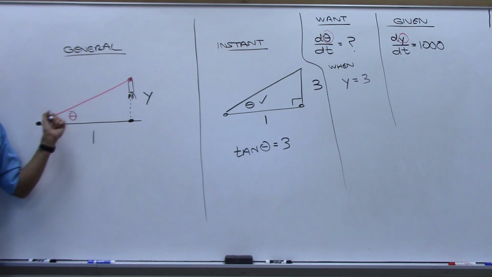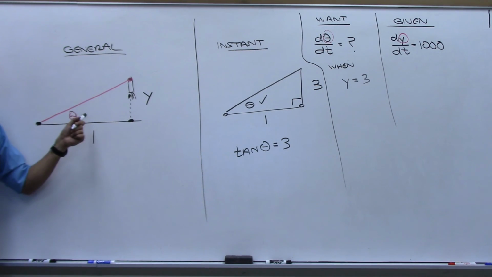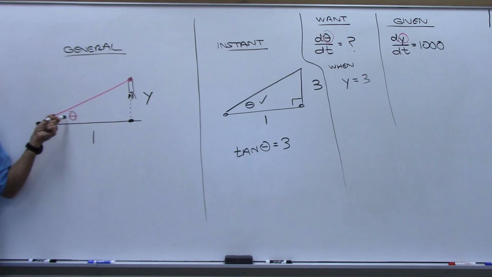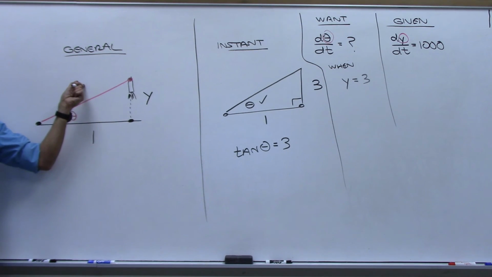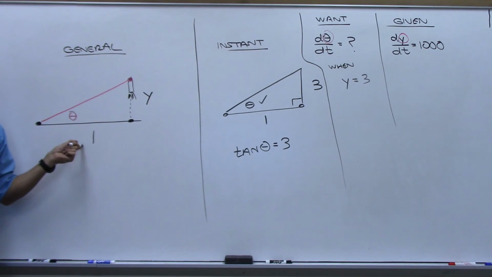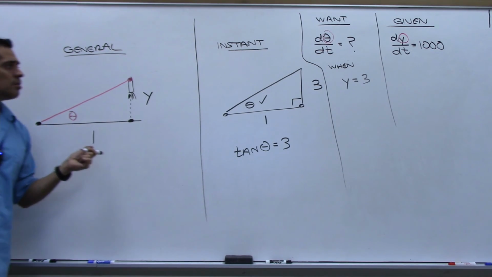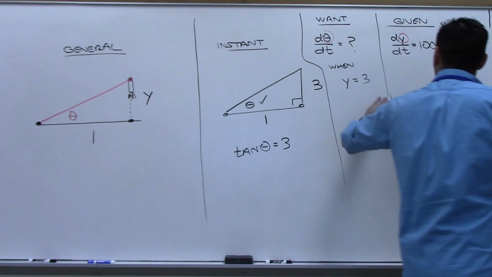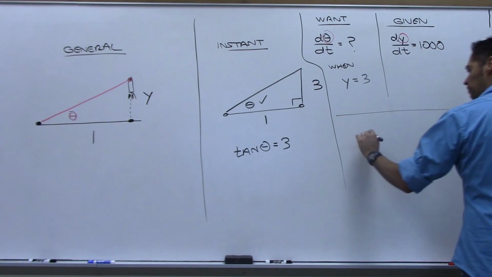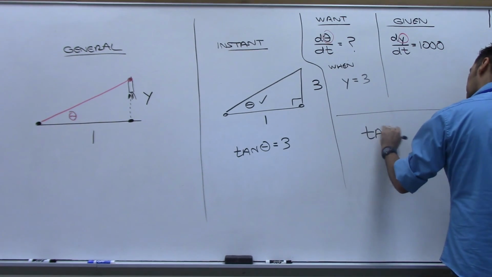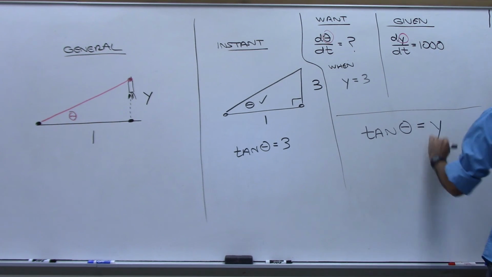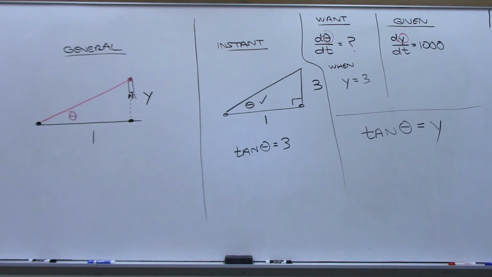Can anyone connect y and theta together? Sine? Sine would be, we would need the hypotenuse, wouldn't we? Which we don't know. But tangent uses y and 1's not changing, right? So I could use the equation tangent of theta is y.